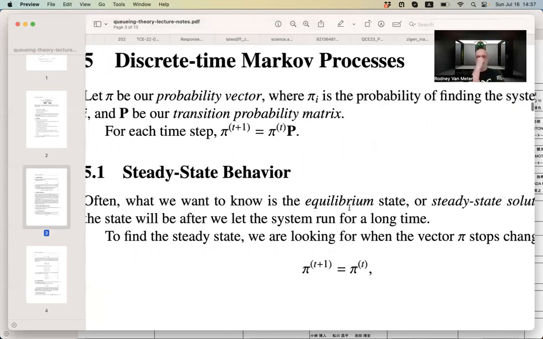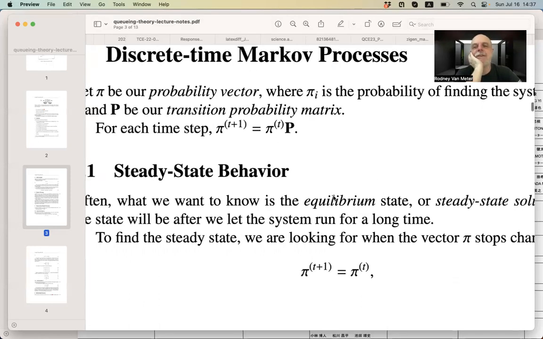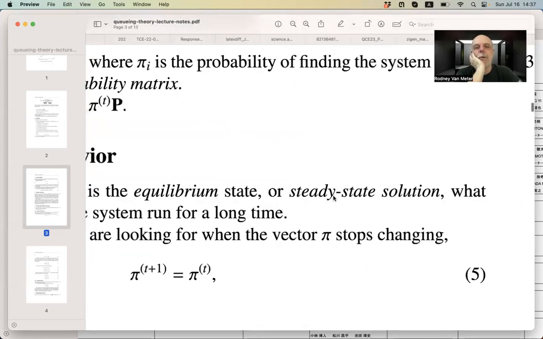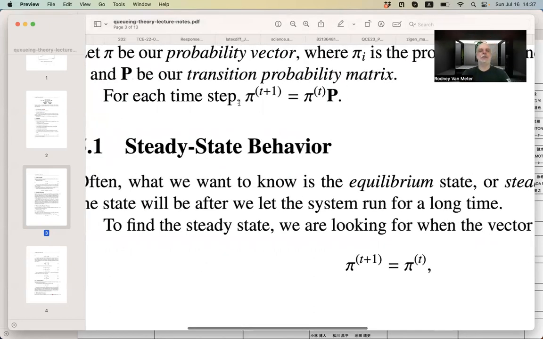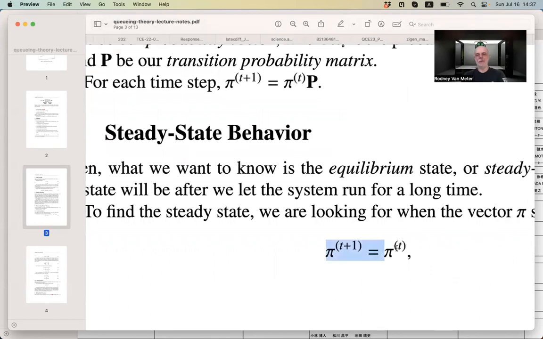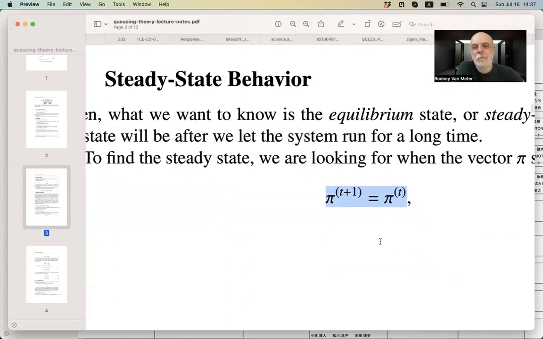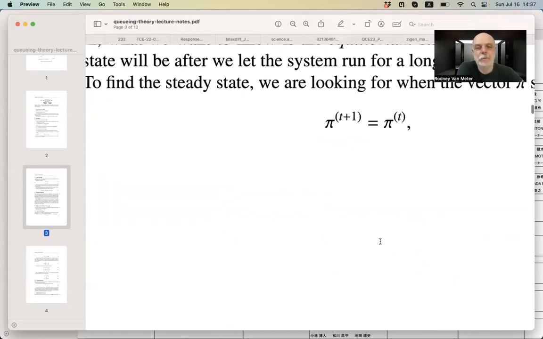One of the things we want to know when we are working with these kinds of systems, Markov process systems, is the equilibrium state, or the steady state. What we want to know is, if we multiply out things using this equation, pi of t plus 1 equals pi of t times P, when does pi of t plus 1 equal pi of t? When that happens, then the state has reached equilibrium.